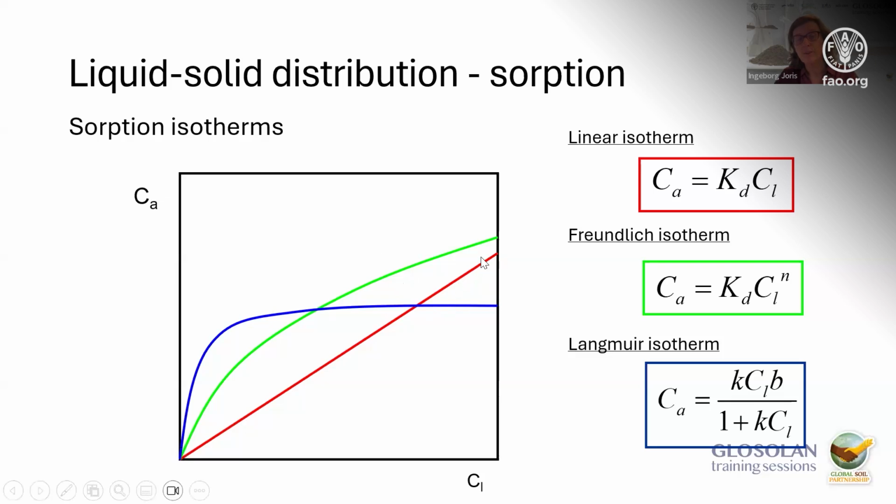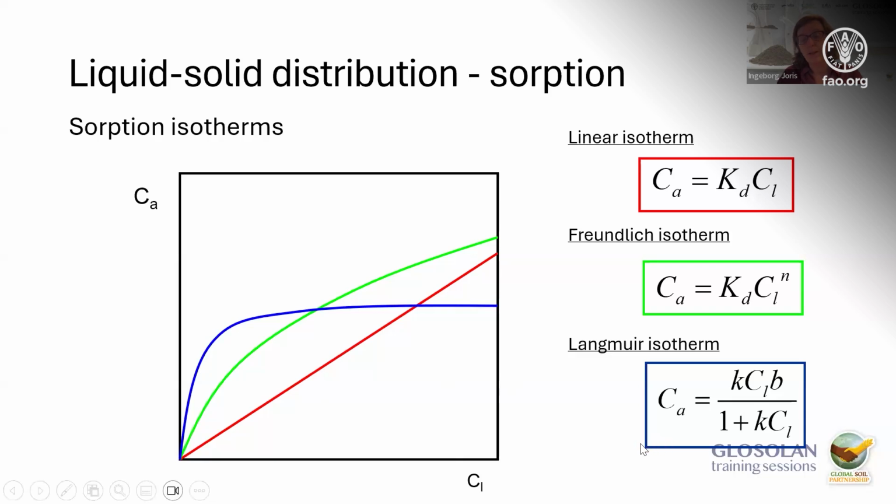Often, this is not what the experimental data say. Often you have a bit of a different type of curve. And then you can have, for instance, the Freundlich isotherm to describe the sorption behavior, which is the green one. That says that your concentration in the solid phase is a factor, also the Kd, times the concentration in the liquid phase to an exponent. So then you have two values, two numbers that describe your sorption behavior.